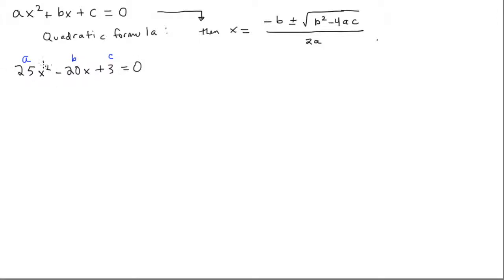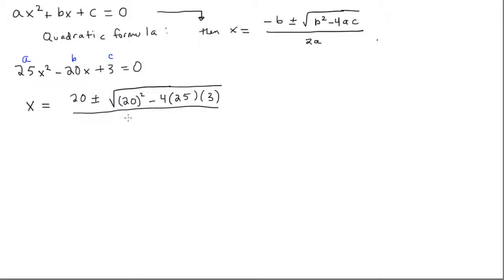Okay, so per the quadratic formula, x equals negative b. Now b is already negative, so that'll make this positive 20, and don't forget that negative or else it won't work, plus or minus the square root of 20 squared minus 4 times a, which was 25, times c, which is 3, and that's all divided by 2a, which in this case is 50.